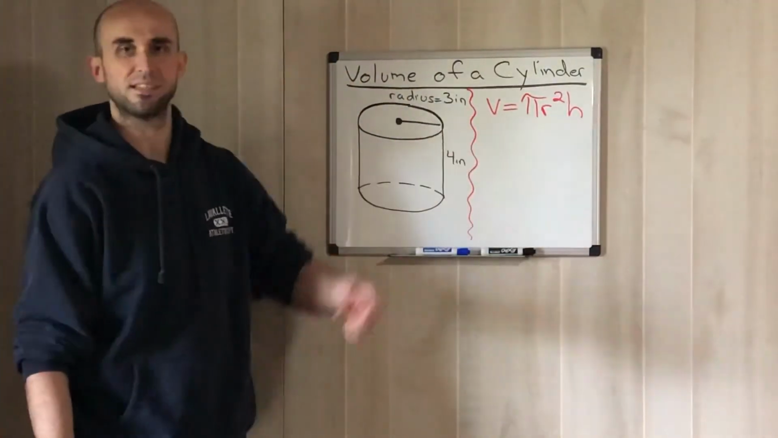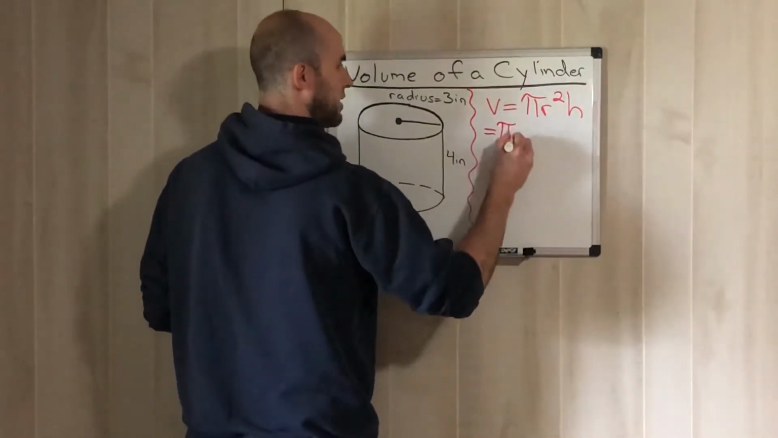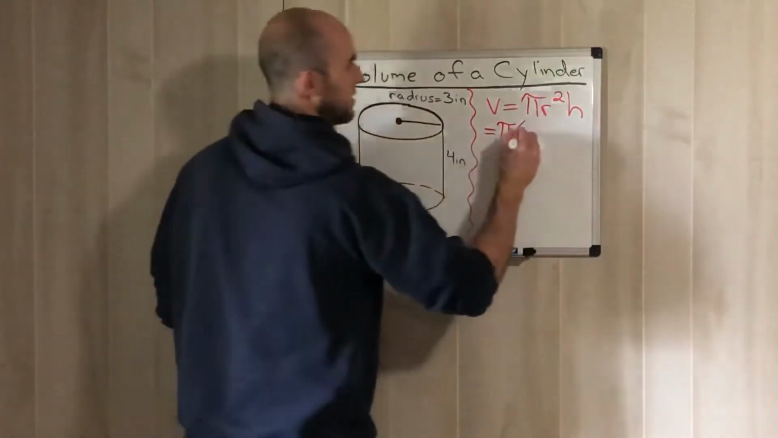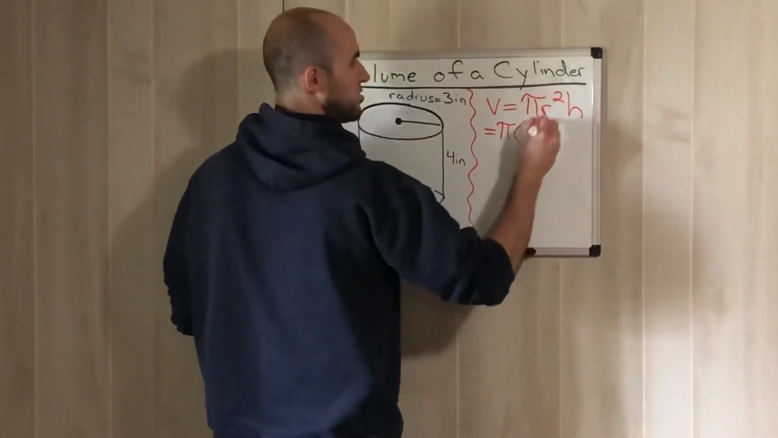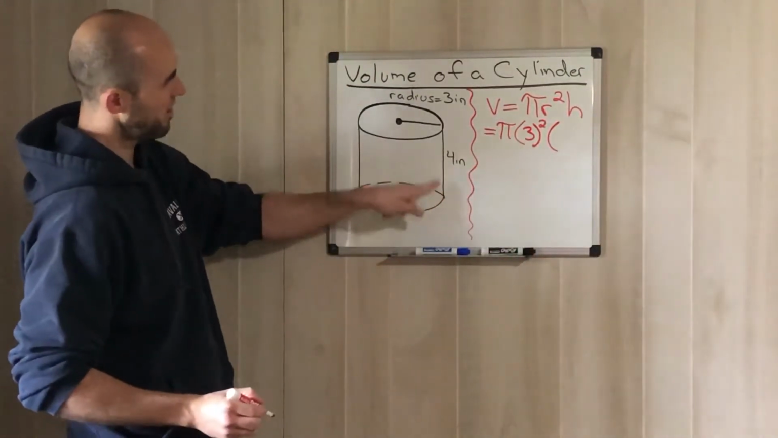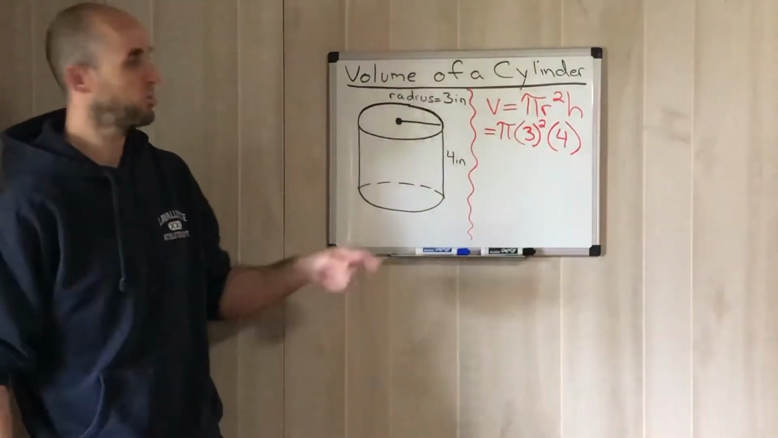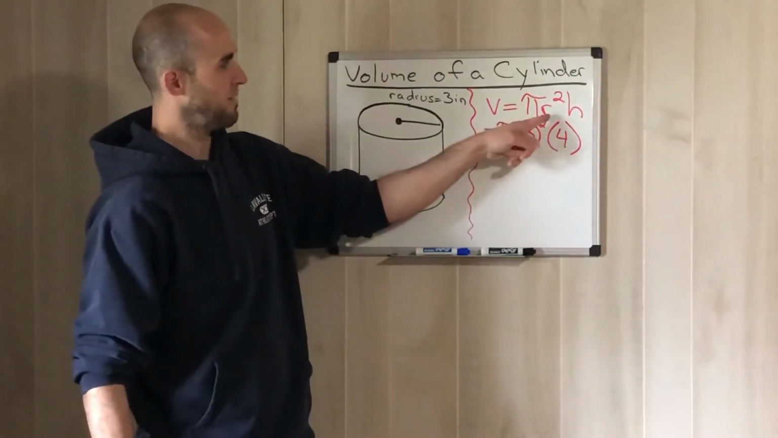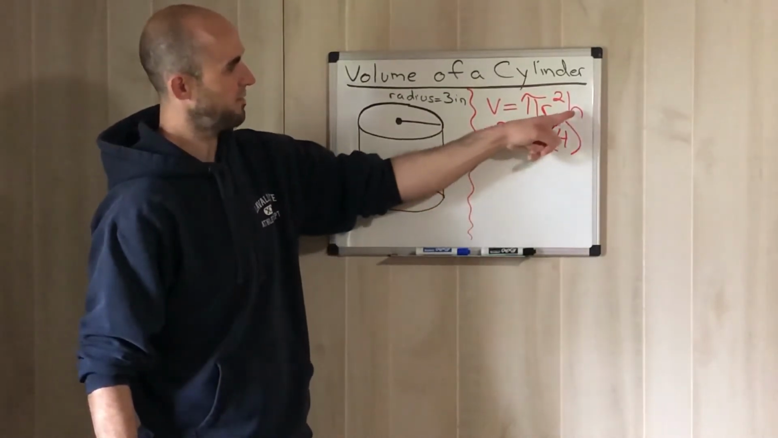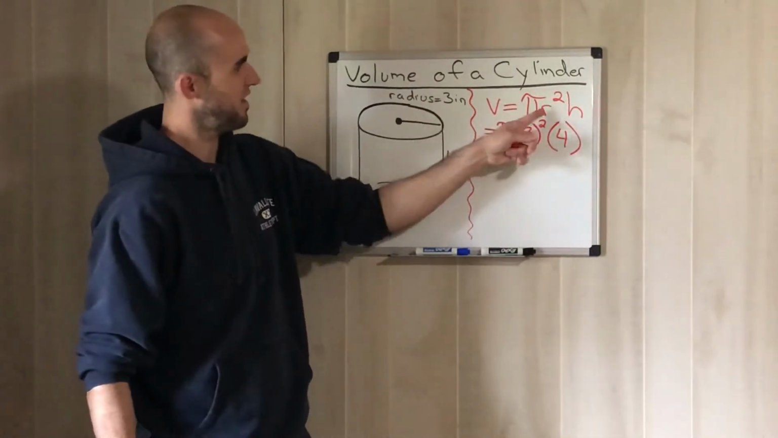So now, let's piece together what we know. We have the pi, which stays the same. So it's going to be pi times, we know that the radius in this case is 3. So we have 3 squared. And then we know that the height in this case is 4, because that's our height. And it's nothing else other than that. Those are the only numbers we're substituting. We have pi times 3 squared times 4, because again, 4 is the height and the radius is the 3.